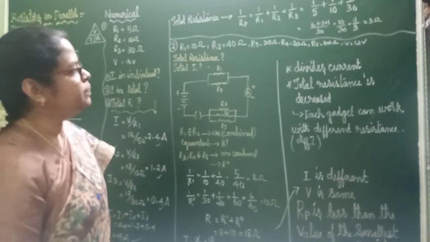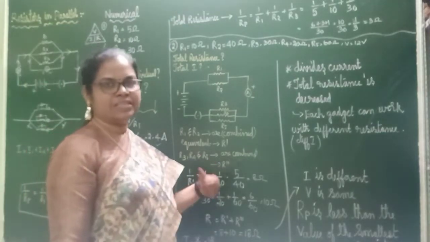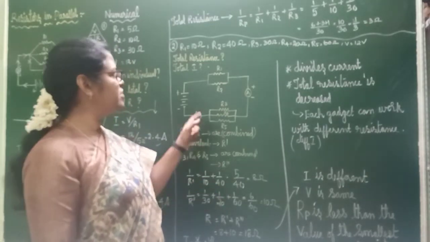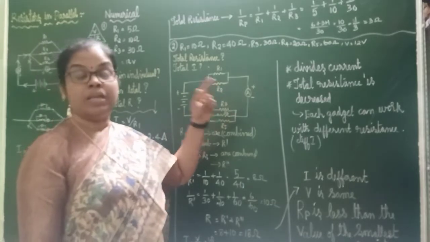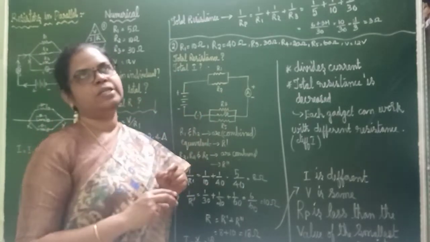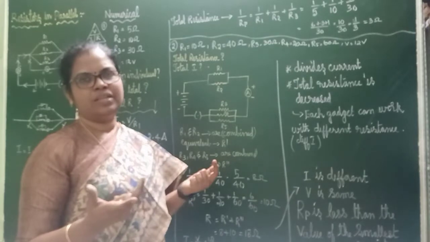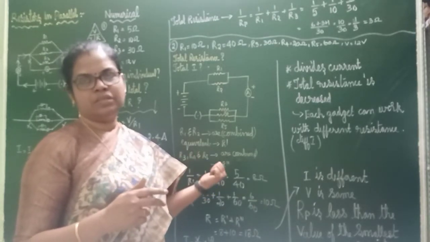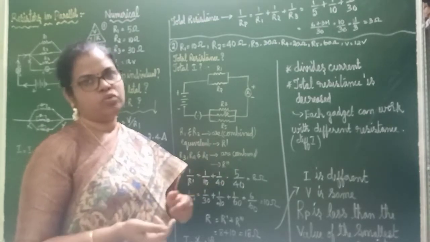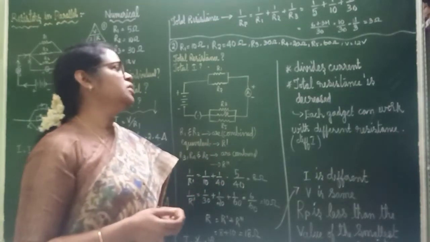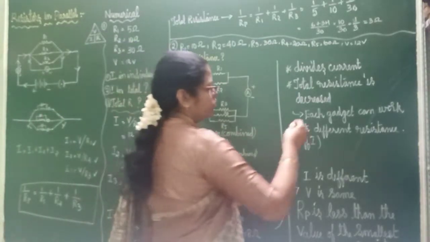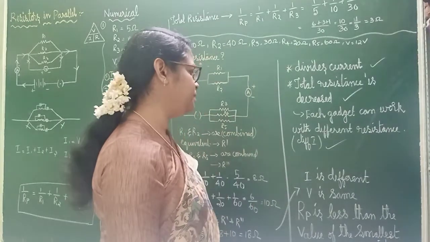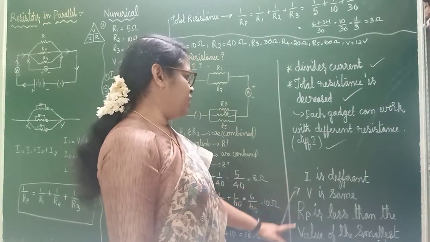Okay. So parallel is having an advantage because it can divide current. If you are connecting two things in series, like one tube light as well as one toaster, each one requires different current, no? Different amps. So in series it is not possible, so we should go for a parallel circuit. It divides current and the total resistance is also decreased, so each gadget can use different resistance and different current. So three points here: I is different.